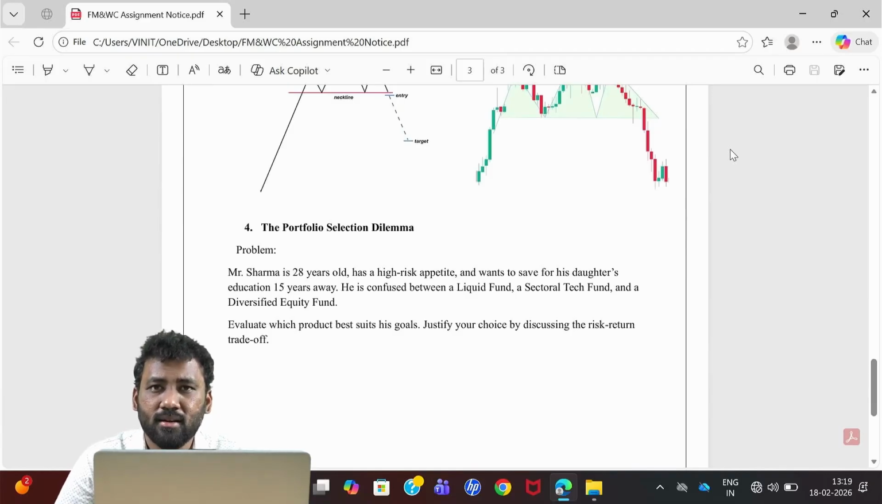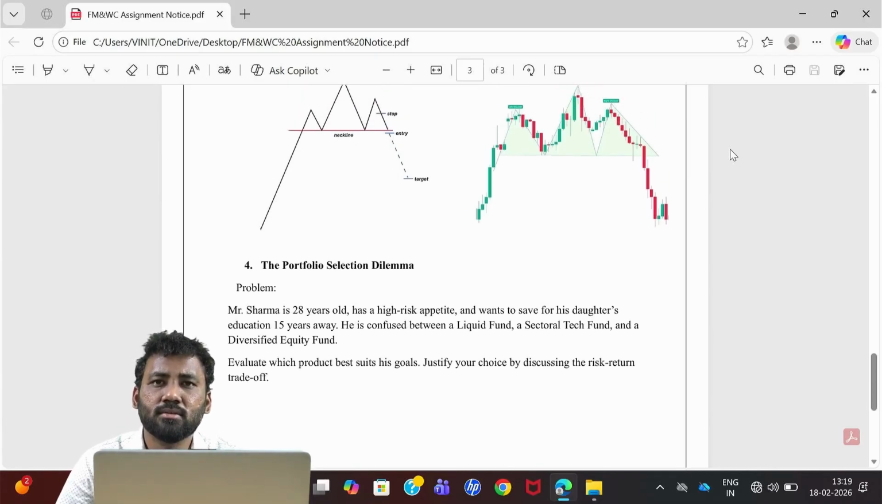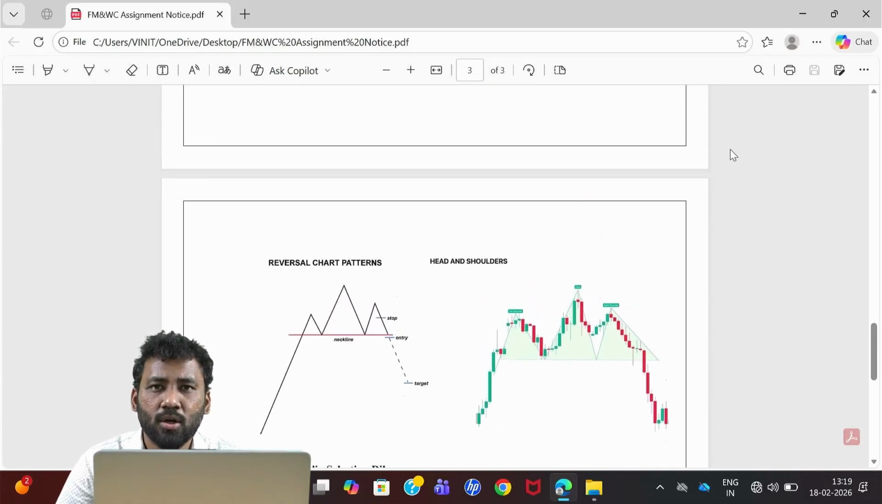This is the case based on a 28-year-old investor, Mr. Sharma, and you have to evaluate which product best suits his goals. And not just that, you need to justify your choice by discussing the risk-return trade-off. So these are the four case study based problems.